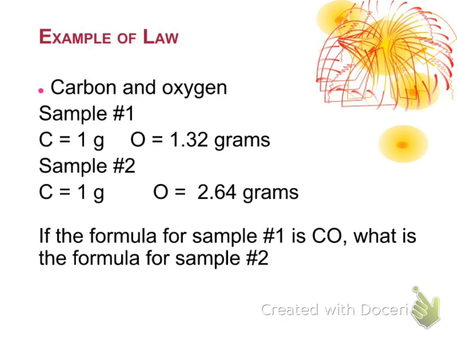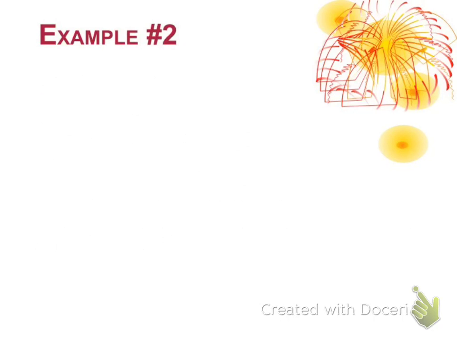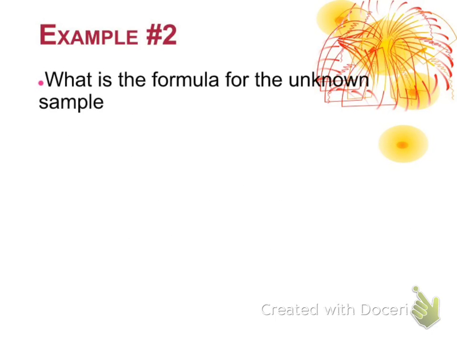If this first formula is CO, then the second one has to be CO2, because it's double the weight, which means it's double the atoms. If it's double the atoms, then we can write CO2. So that's what it's going to be. So that's our law of multiple proportions. Here's another example.